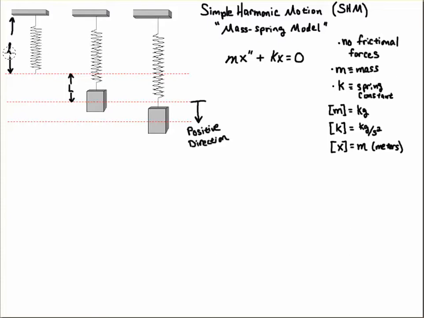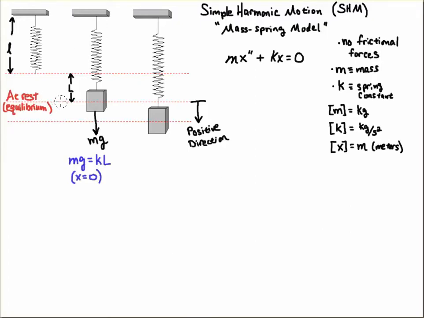Little l is the natural length of the spring. Capital L is the length where it's stretched but at rest. It's not going to bounce, it's just going to sit there motionless. I'm assuming that downward is the positive direction, which is the direction of gravity.